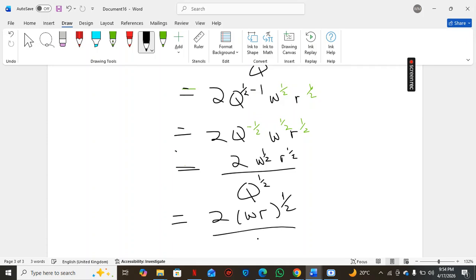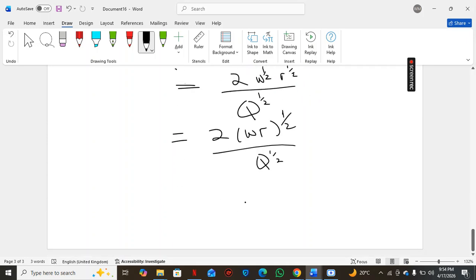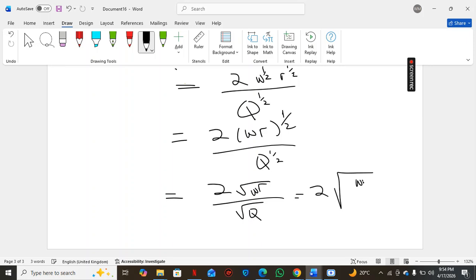Yes. Over Q to the power half. Okay. And then you can write it like this: 2 square root of WR over square root of Q. Okay. Which can simply be simplified further to 2 square root of WR over Q. Okay. This is the average cost.